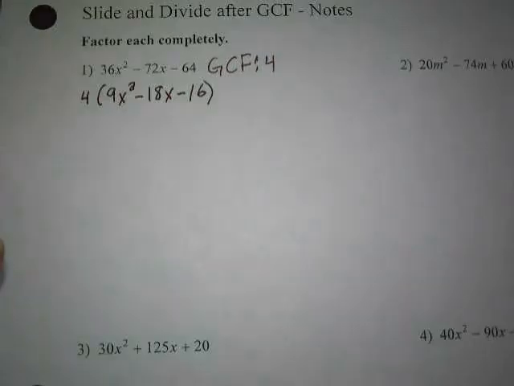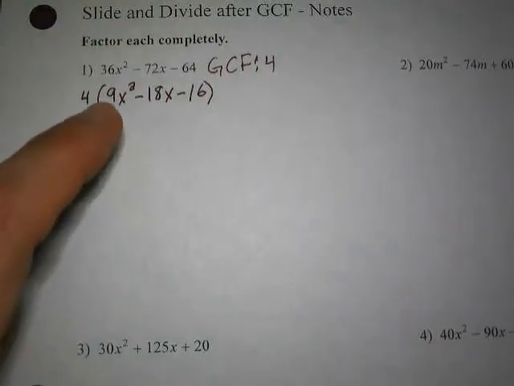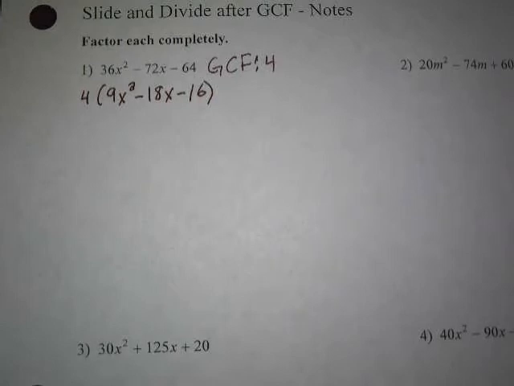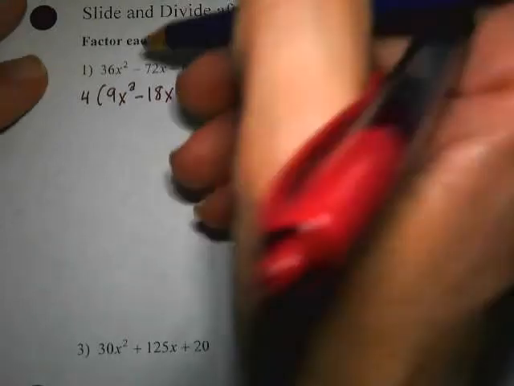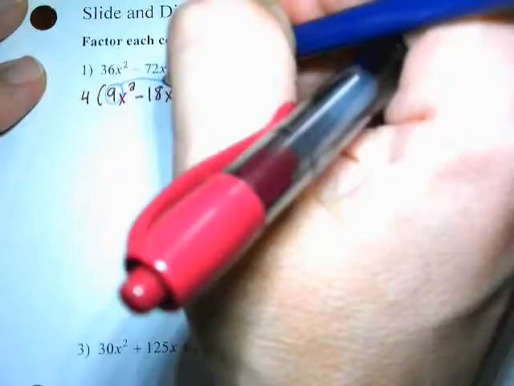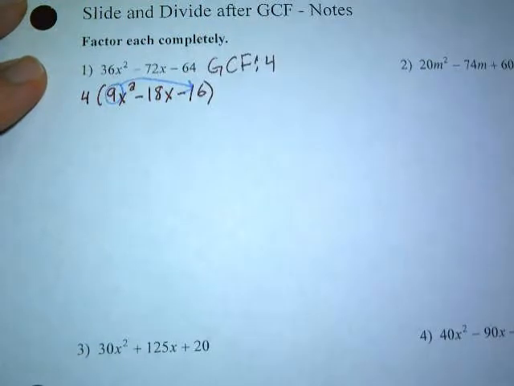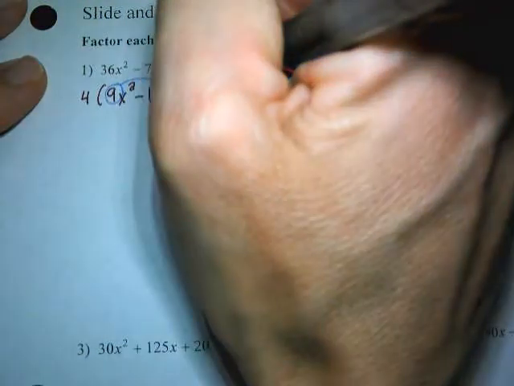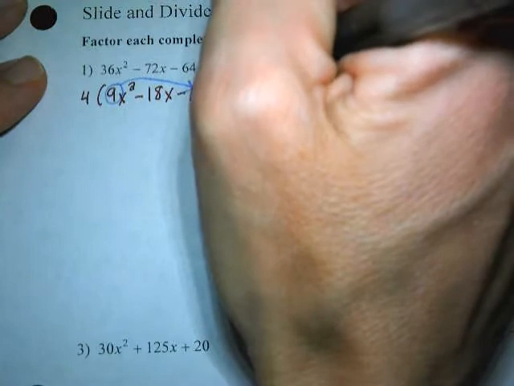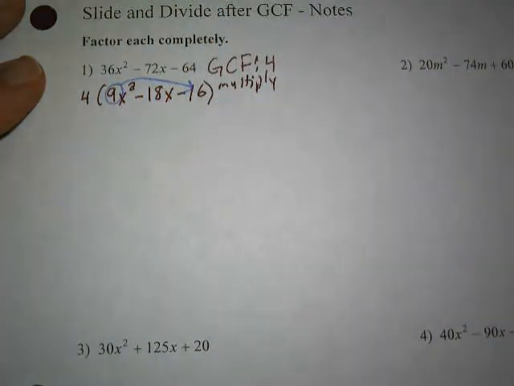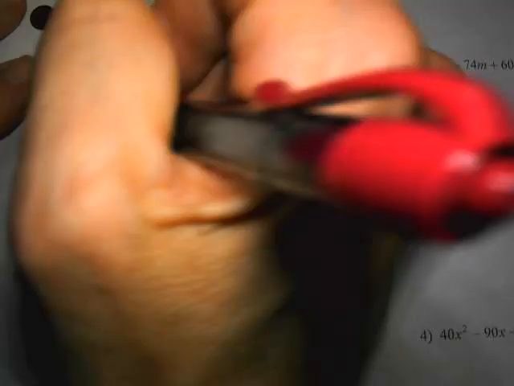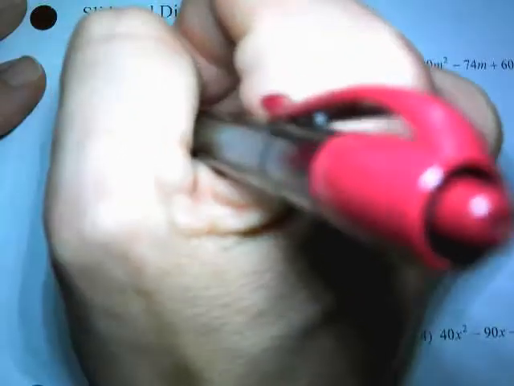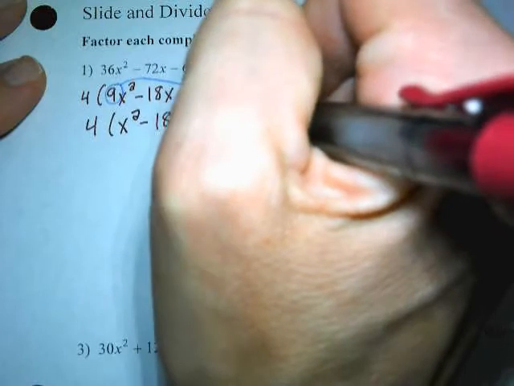We still have a coefficient of our x squared term that's not 1, so we are going to use the slide and divide method to help us factor this. We're going to take the 9 and multiply by our 36, which gives x squared minus 18x minus 324.